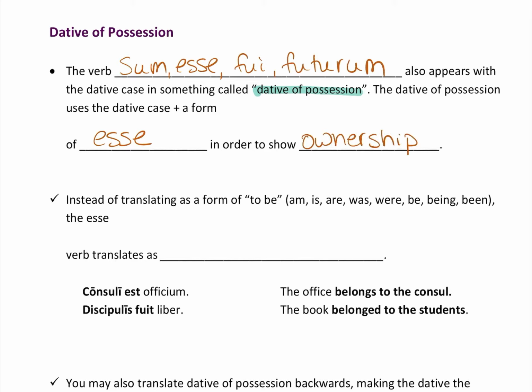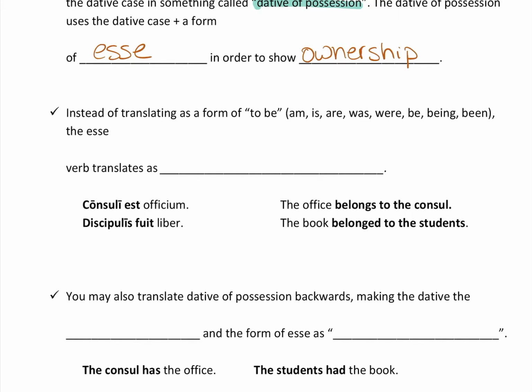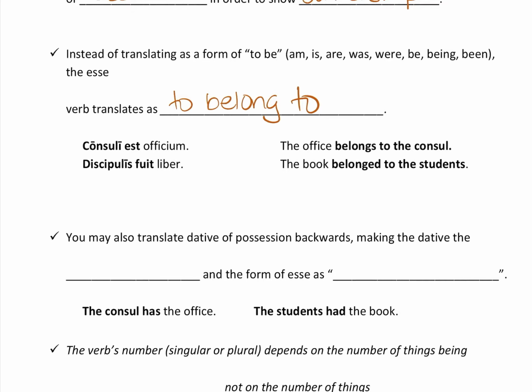Instead of translating as a form of to be, am, is, are, was, were, be, being, been, the esse verb translates as "to belong to." Now, if I said consuli est officium, the office belongs to, so here's our belongs to, here's the verb, the consul. The consul is in the dative, and there's our verb. So the office belongs to the consul. Here's another one. Discipulis fuit liber. The book belonged to, so again, belonged to, and the dative is students. It may help you to remember that the "to" or the "for" goes with the dative.